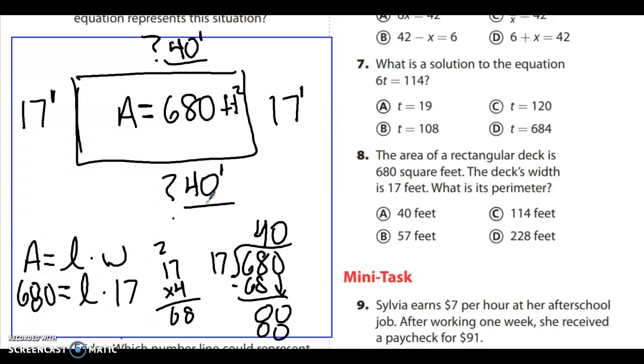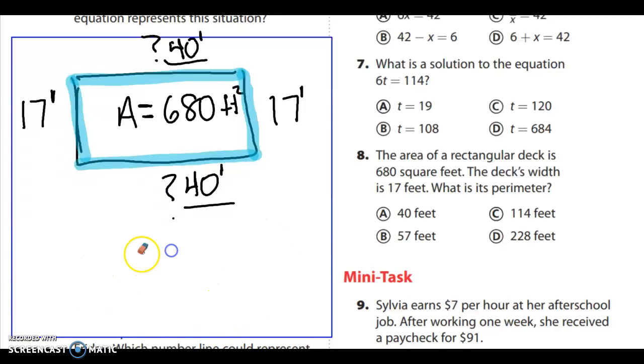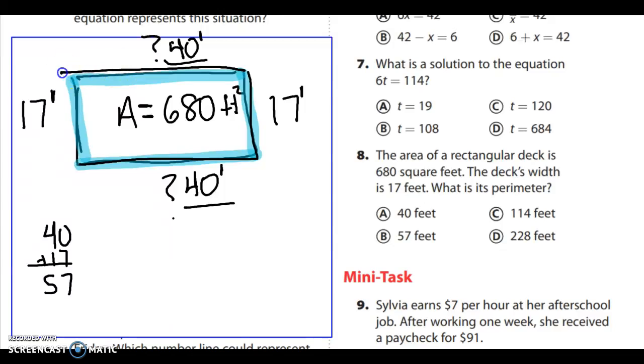So why did I put a 40 here and a 40 here? Well, it's because what perimeter means is that you add up the distance around the outside. So if I add this to this to this to this, I'm going to get the perimeter. And there's different ways to do that. You could literally do 40 plus 17, 40 plus 17, or you could do a faster way. You could do 40 plus 17 is 57. And then I could just multiply that by 2, because if this is 57, then we know that this is 57. So you could do 57 times 2. And 57 times 2 is 114. 7 times 2 is 14. 2 times 5 is 10. Plus 1 is 11. I get 114. The answer is C.